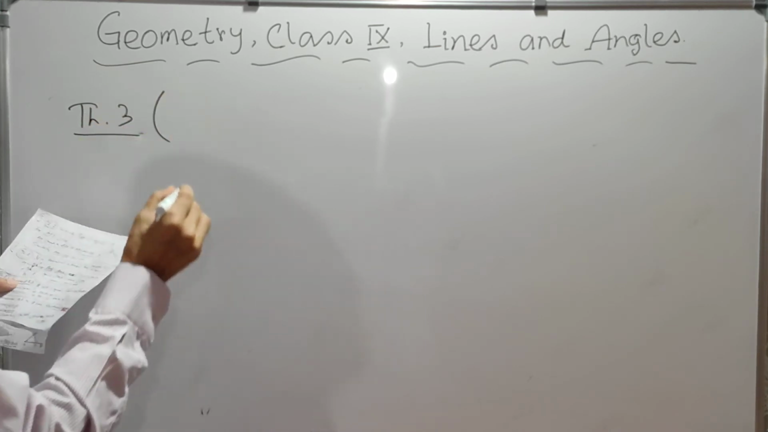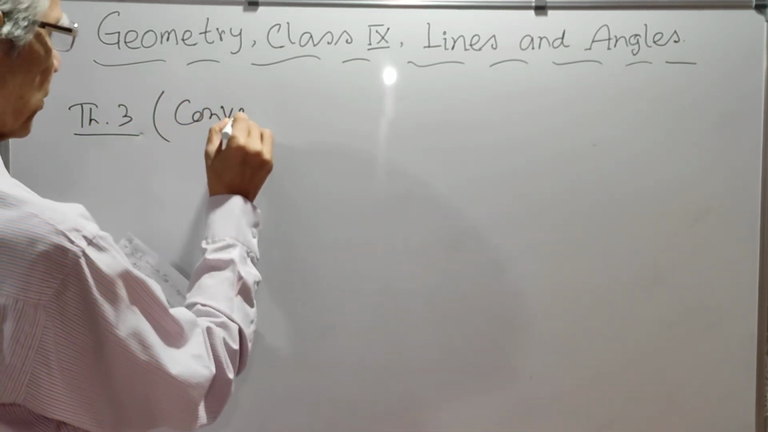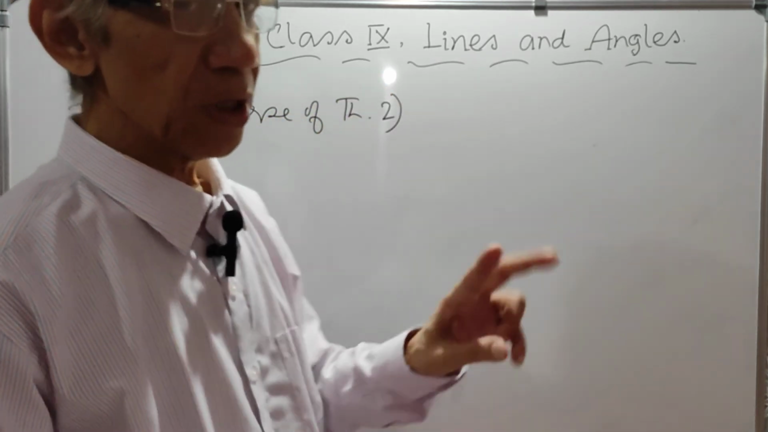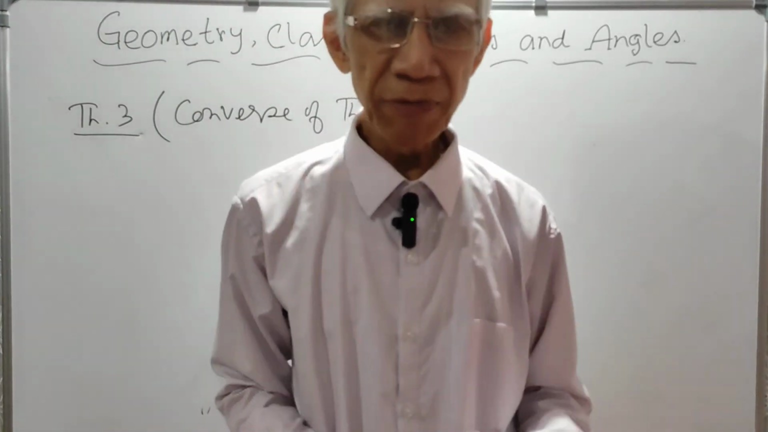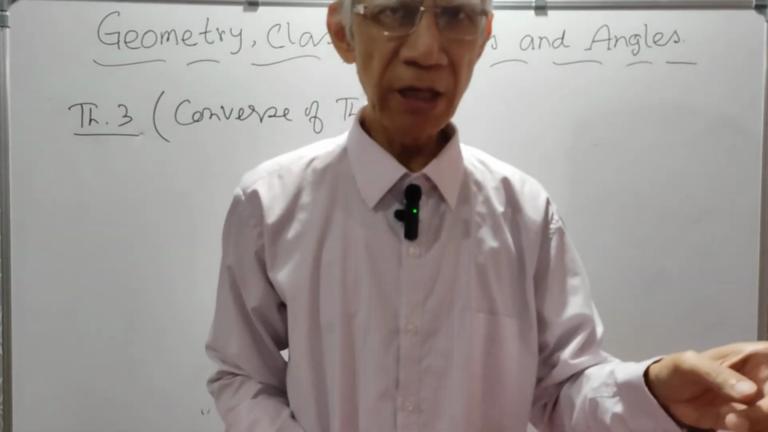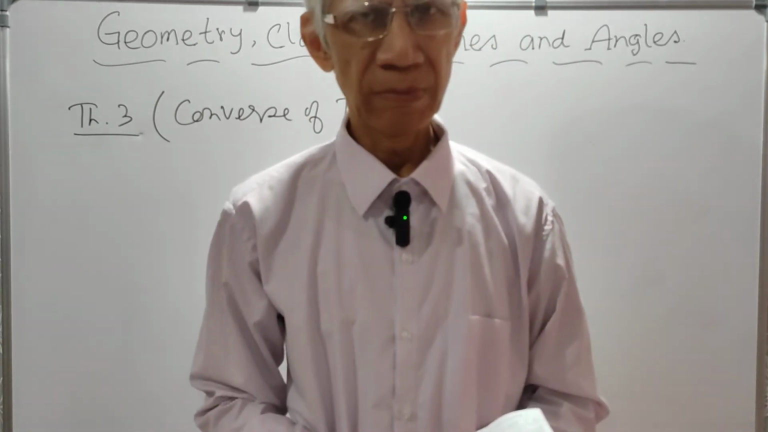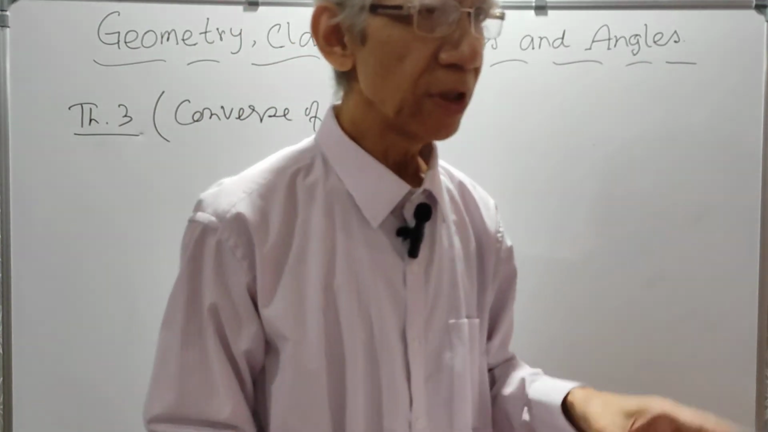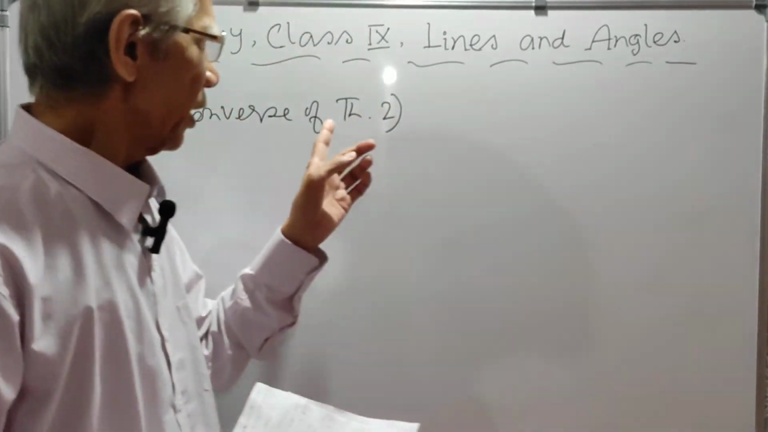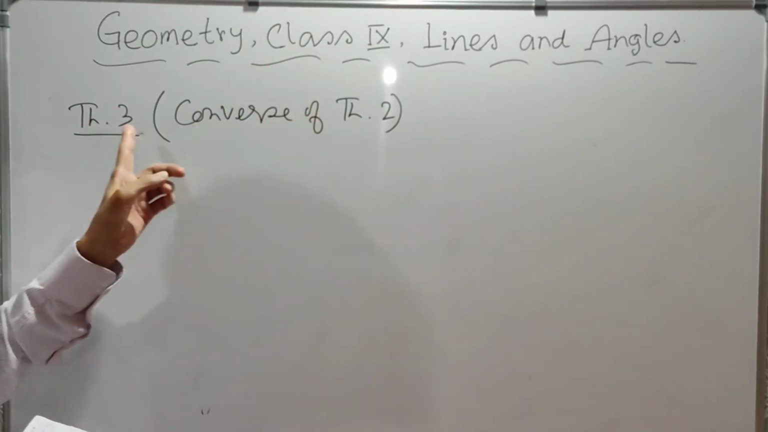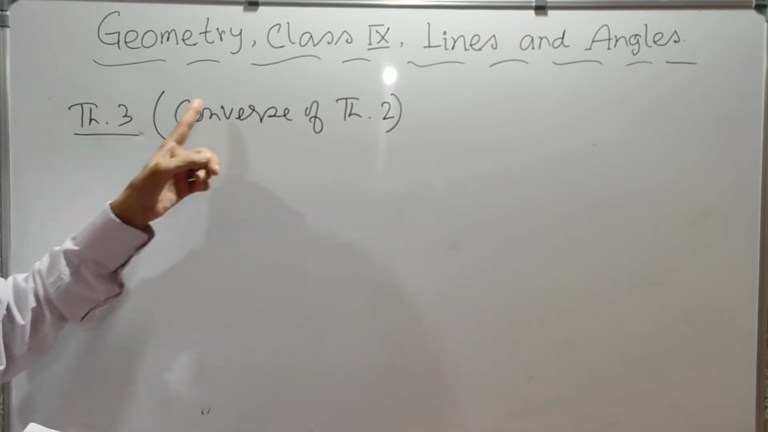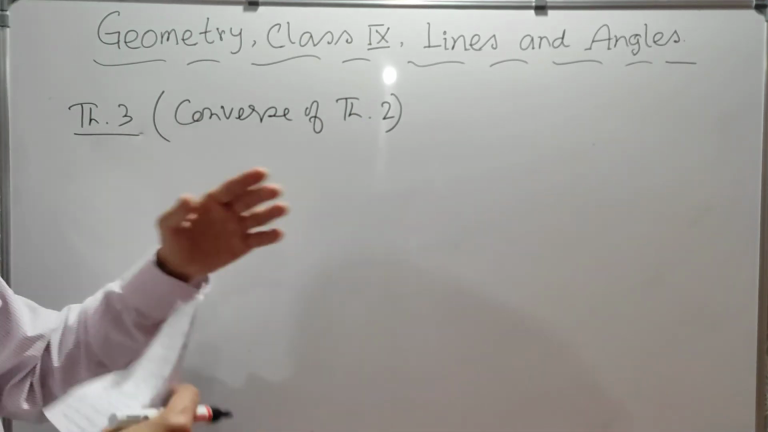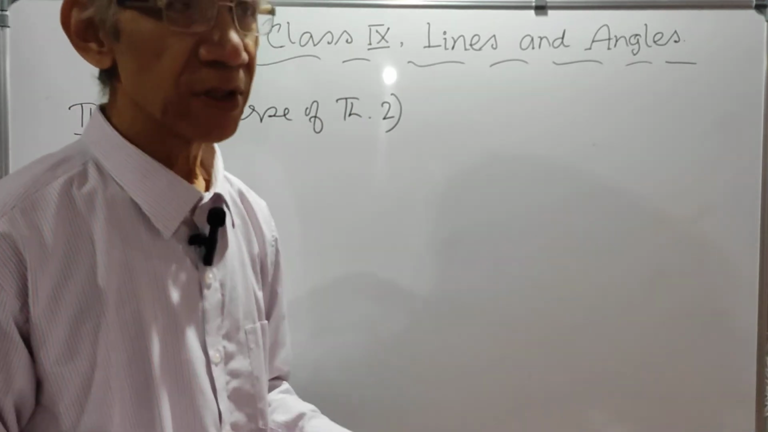All right. Now theorem 3 is converse of theorem 2. Now two theorems are called converse of each other if what is given in one theorem is required to be proved in the other theorem, and what is required to prove in one theorem is given in the other theorem. I followed? Given and required to prove. So in theorem 2, what was given will be required to prove in theorem 3, and in theorem 2, what was required to prove will be given in theorem 3. So that is how two theorems are called converse of each other.